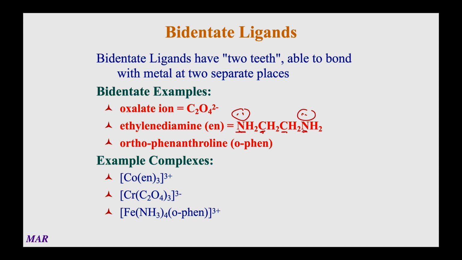The same thing for the chromium oxalate there in the next line. 3 bidentate oxalates can surround the chromium. And the last one is also octahedral too. It has 4 ammonias and only 1 o-phenanthroline molecule. That's a bidentate. Orthophenanthroline is a really big molecule.